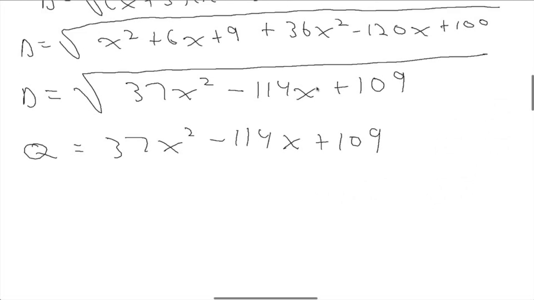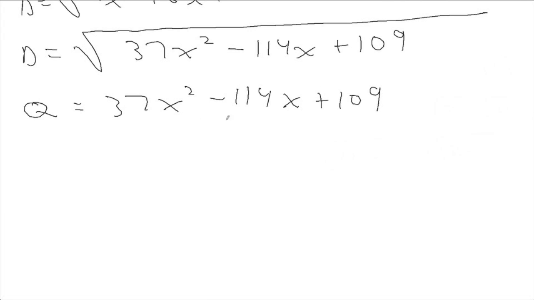Okay, so what's the next step that we should take to try to minimize that function? Now we take the first derivative. Good. We get 74x minus 114. That's it. Good. And then? Okay, so now we need to set this first derivative equal to 0.